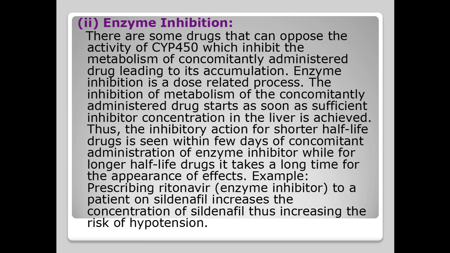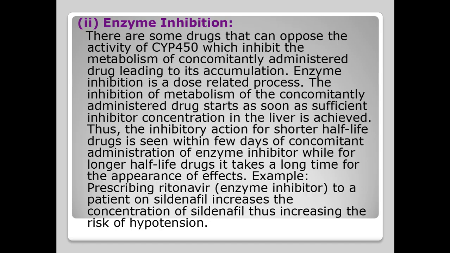Then enzyme inhibition. There are some drugs that can oppose the activity of CYP450 enzymes, which inhibit the metabolism of concomitantly administered drug, leading to its accumulation. Enzyme inhibition is a dose-related process. The inhibition of metabolism of concomitantly administered drug starts as soon as sufficient inhibitor concentration in the liver is achieved.